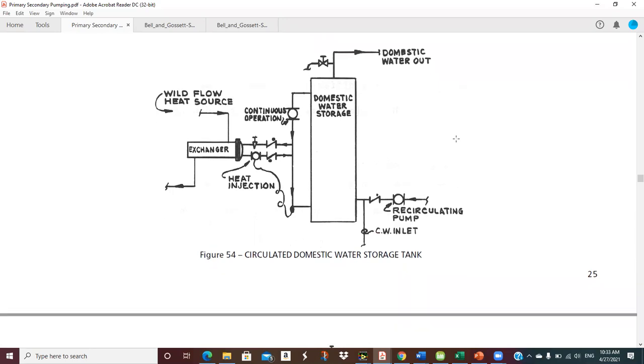Righty. Circulated domestic water, storage tank. So, big buildings, I've got a little circulating pump in my house because it's pretty far from one end to the other. And so if you don't have a circulating pump, then all of the water sits there dead in the pipe and gets cold.